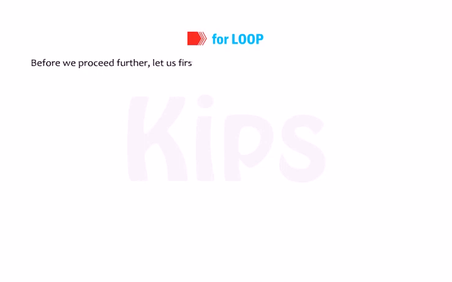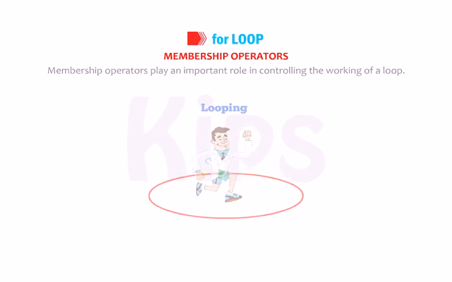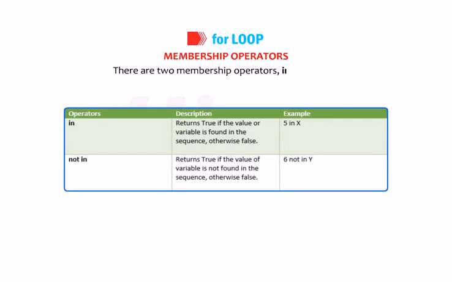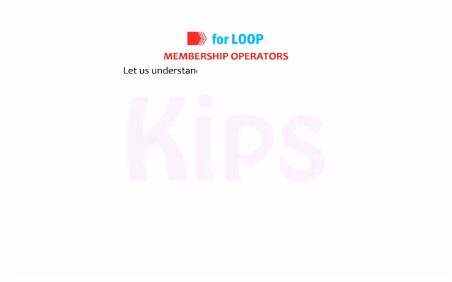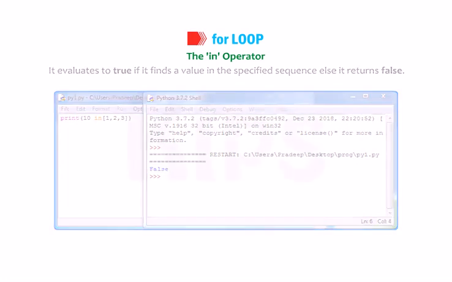Before we proceed further, let us first understand the concept of membership operators. Membership operators play an important role in controlling the working of a loop. There are two membership operators, in and not in. Out of these, the in operator plays a significant role in the working of loops. Let us understand the in membership operator. The in operator is used to check if a given value exists in the sequence or not. It evaluates to true if it finds a value in the specified sequence, else it returns false.